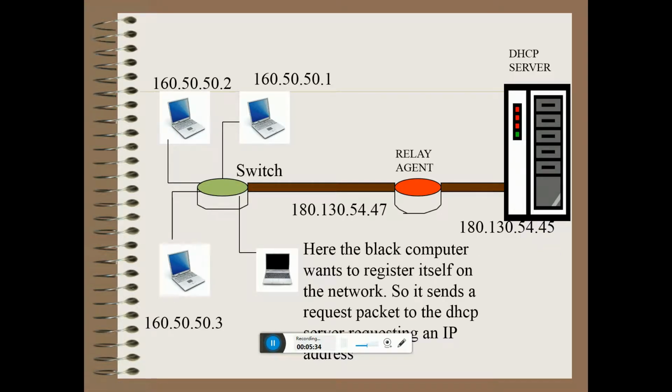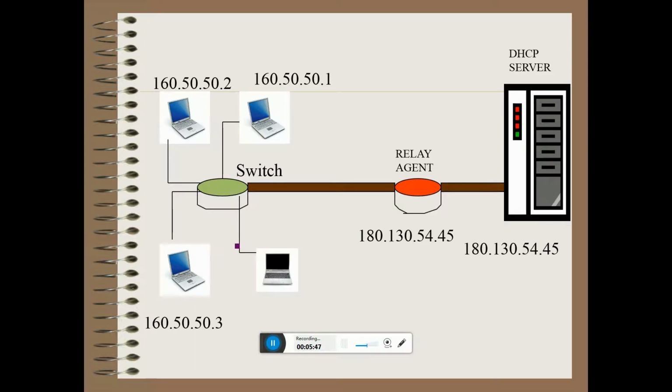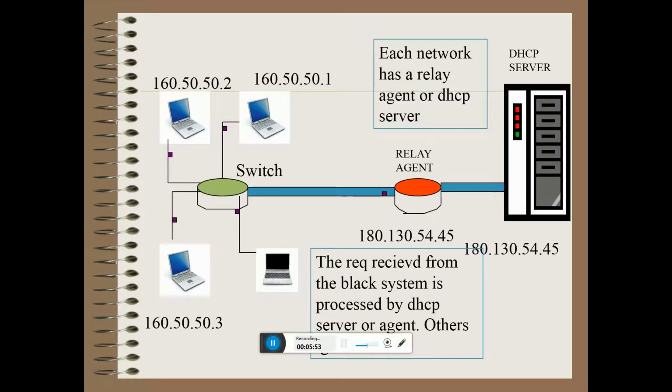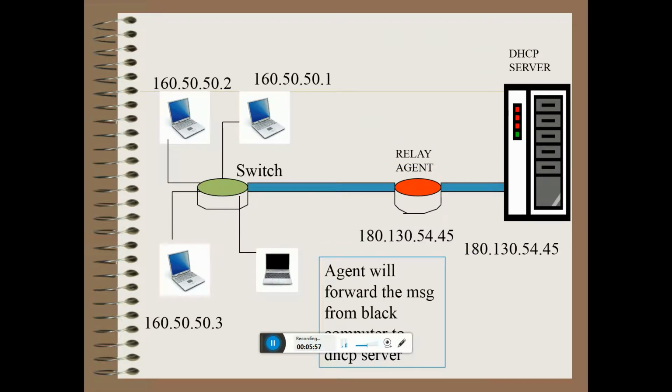The black computer wants to register itself on the network, so it sends a request packet to the DHCP server for an IP address. This is sending the request going this way. It communicates with all computers, and each network has a relay agent, and the agent will forward the message to the DHCP server.